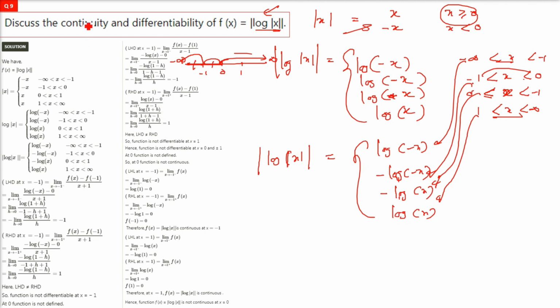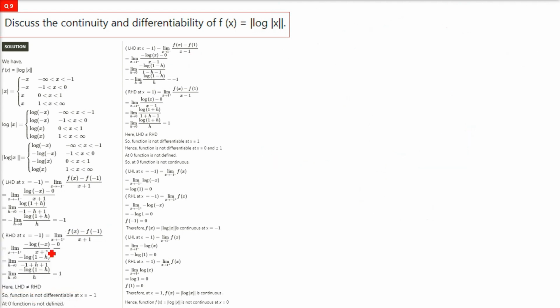Okay? So we have to check the continuity and the differentiability for all these points. Basically, we have to check it for -1, 0 and 1. You have to do it for all, please remember. I'll do this for one of these, and I'll leave the others for you.